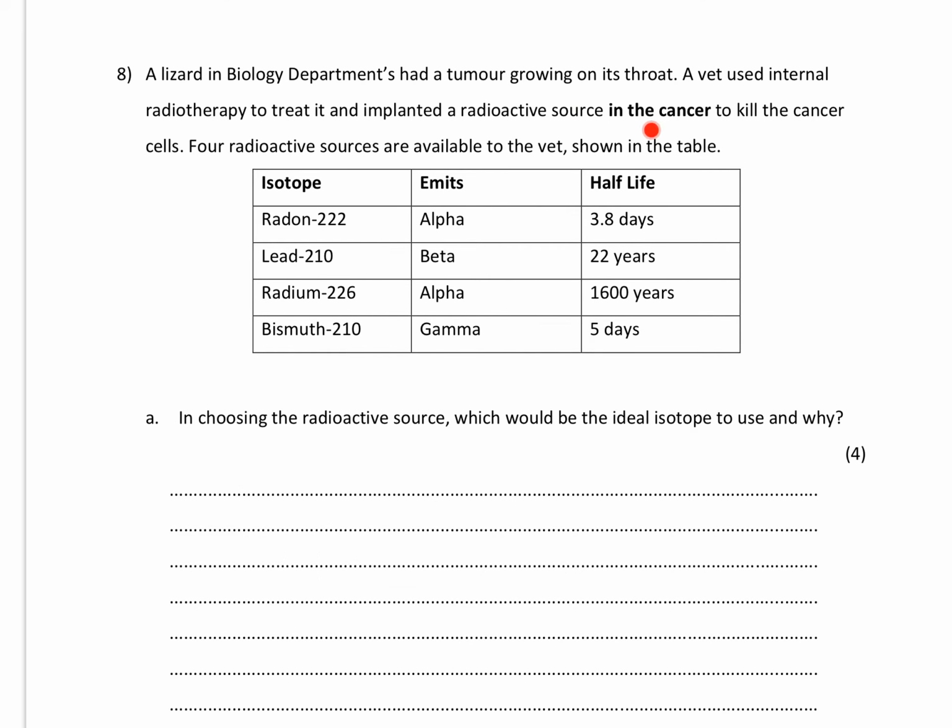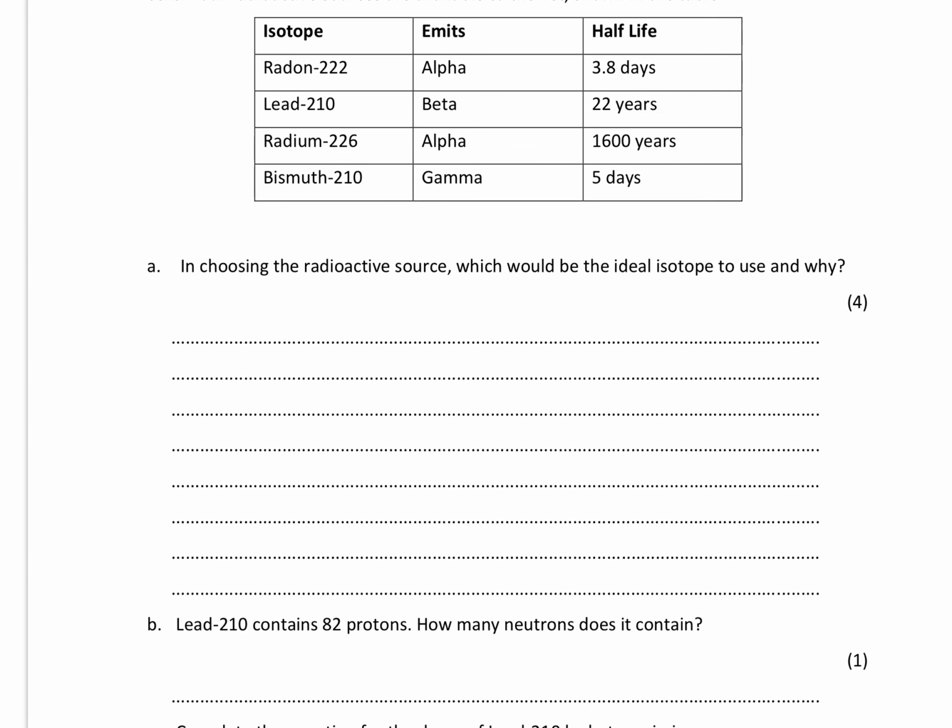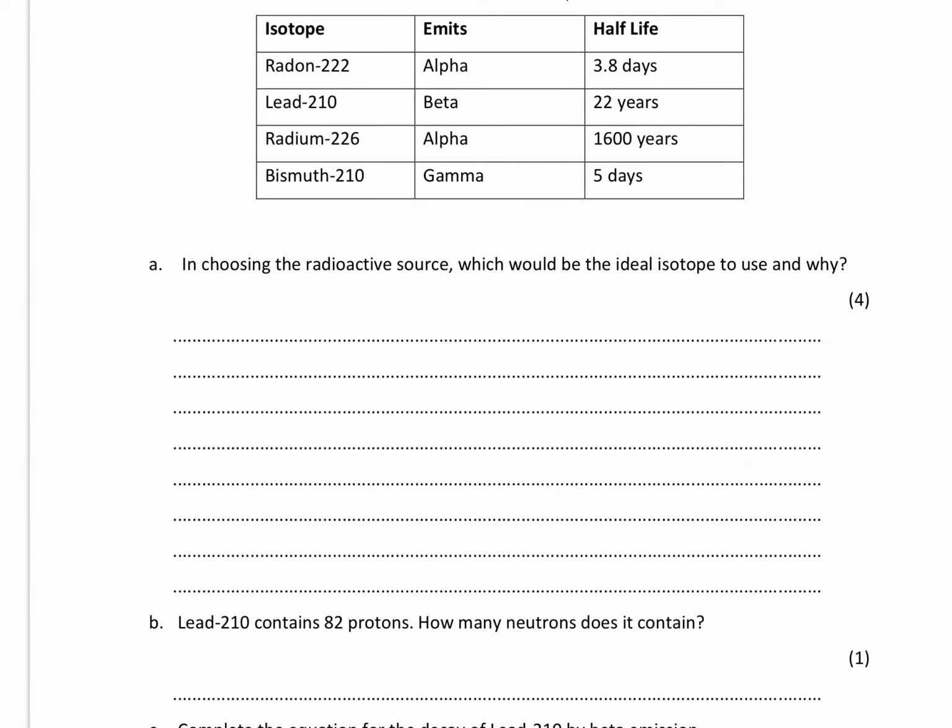Right, now this question is talking about radioactivity, radioactive sources, and it's looking at the poor lizard in the biology department. It's got a tumour and you want to kill that tumour off. So you need ionising radiation, which you have here, in order to kill it. But the lizard, of course, you don't want to kill the lizard, you just want to kill the tumour, whilst not killing anything else in the process. So, what properties do we have? And what's the best source in order for this, and why?